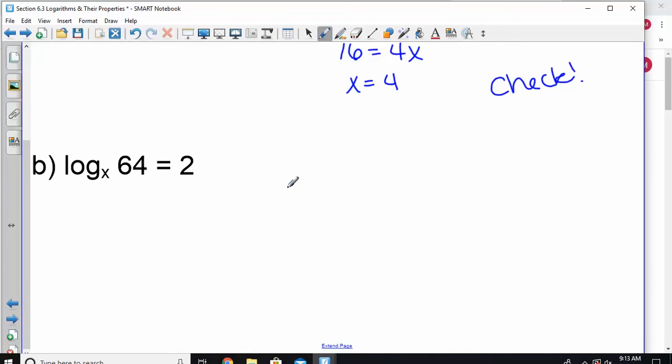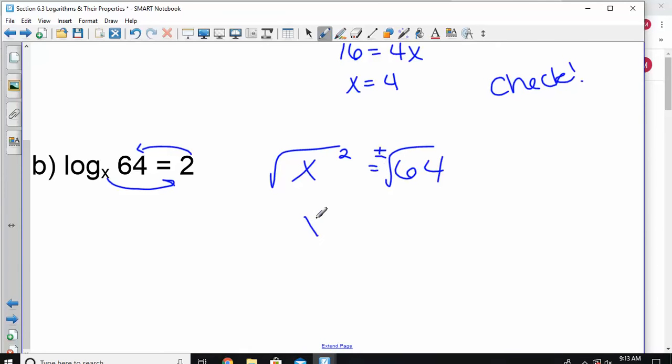So B, this would be x to the second power equals 64. How do you get rid of a second power? Square root. With it, we do. The square root of 64 is 8.